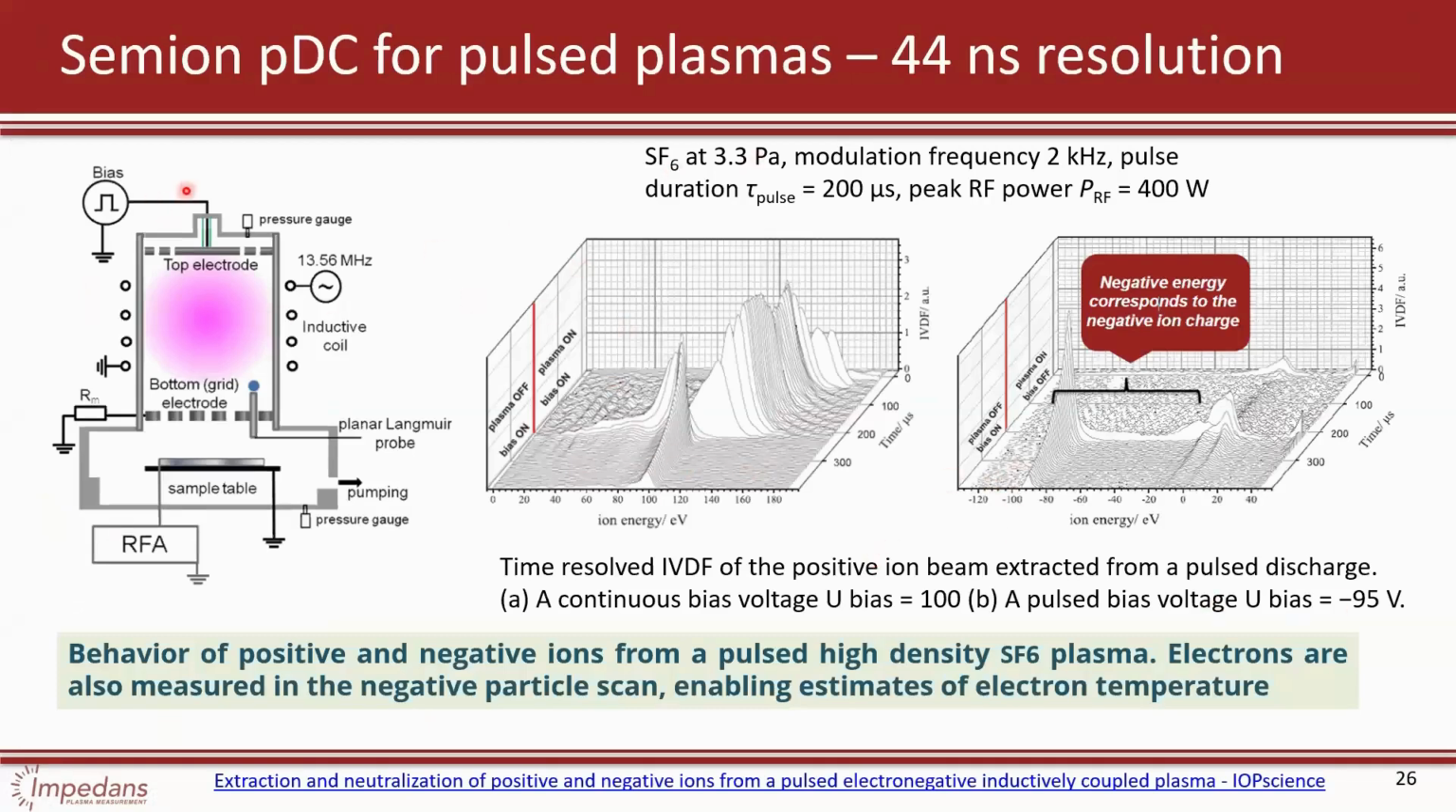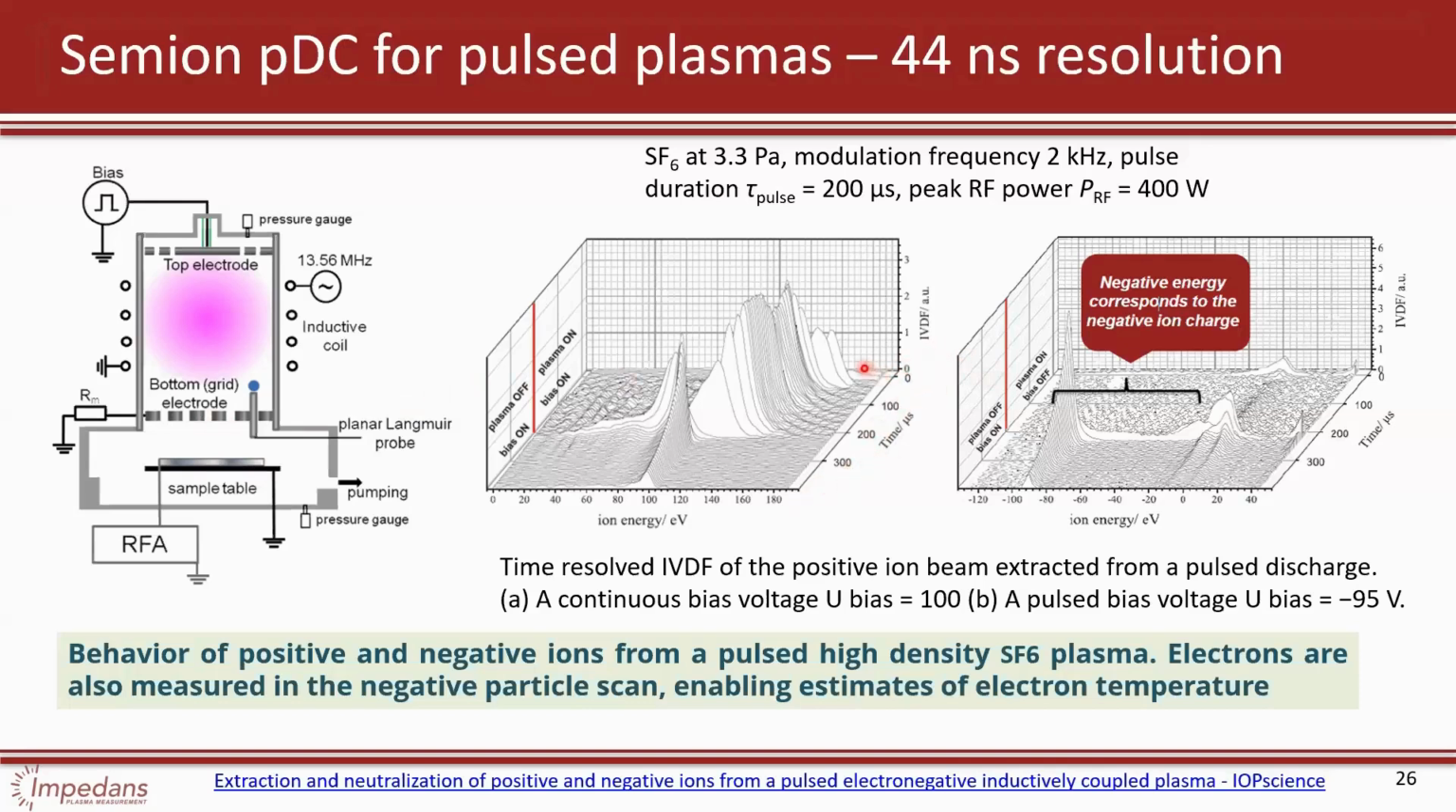In this case, the plasma was pulsed up here, and down here was the RFEA. It was grounded again. Yeah, there was an extraction grid as well. So the top electrode was pulsed. There was an extraction grid here with some voltage applied to it. And then there was the sample table. And in this case, the time is coming towards you.